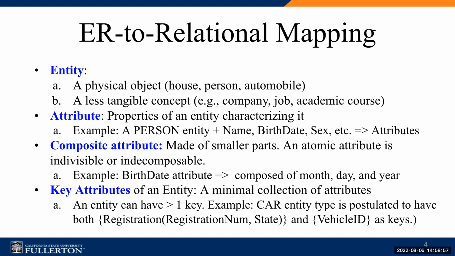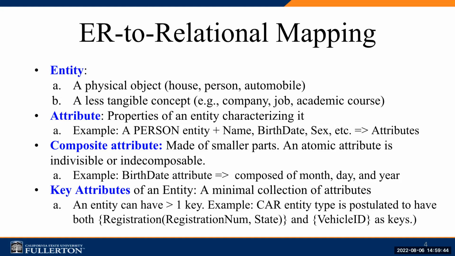Now, here are some key concepts which revolve around what an entity is, what are attributes, what are composite attributes, and what are the key attributes, along with some real-world examples. So an entity represents an object in the mini world which is of interest, and it can be any physical object, for example, a person, an automobile, a house, or it can be a less tangible concept, for example, a company, a job, an academic course, or a business transaction.